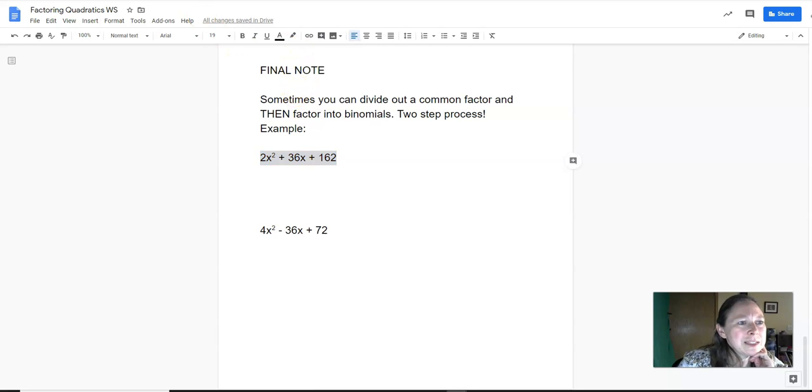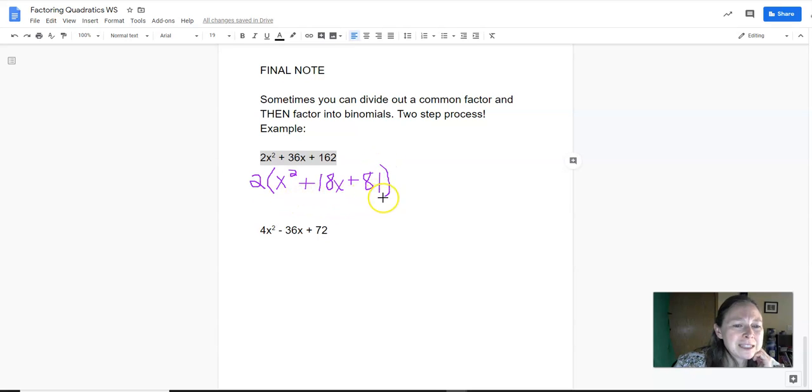However, I might notice that the 2 is a common factor of all of these numbers. 2x squared can be divided evenly by 2. 36 is an even number that can be divided by 2. 162 is an even number, so we know it must be divisible by 2. So let's factor out 2 from the whole thing. So 2 times, and then we'll write down what's left when we divide out the 2. 2x squared divided by 2 is just x squared. 36x divided by 2 is 18x. And then 162 divided by 2 is, I think, 81.